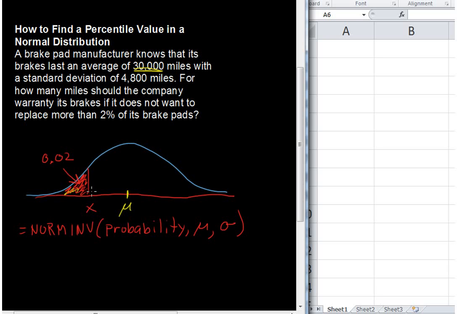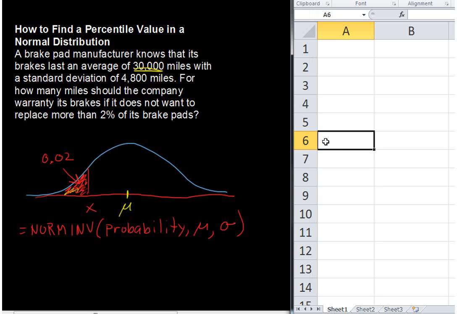Now, Excel always works with area to the left. So if you're trying to find an area to the right, subtract. Let's say you're trying to find the value that has 5% above it, then you would say 0.95 here for the probability, because Excel always deals with the area to the left. This problem is already set up for the area to the left, so we're going to run with that.